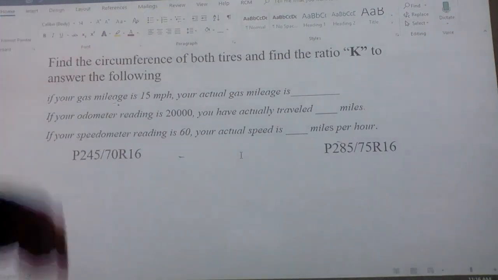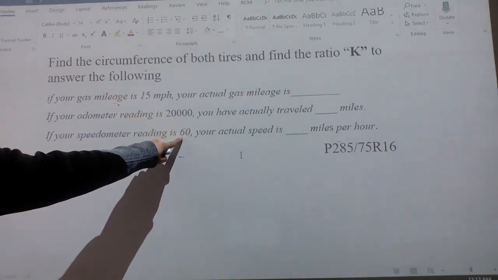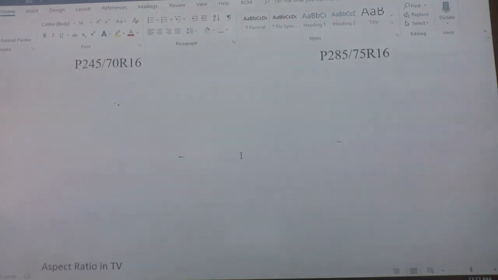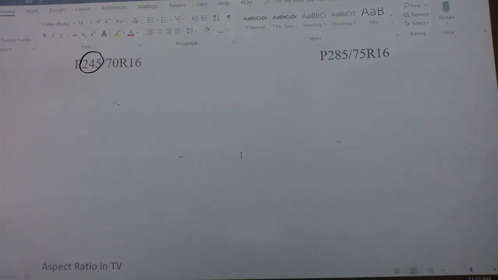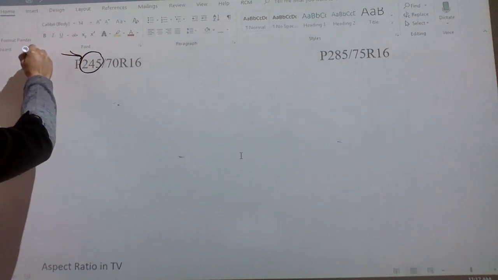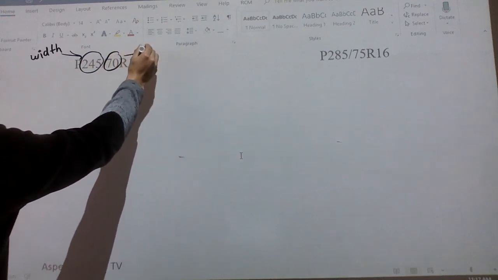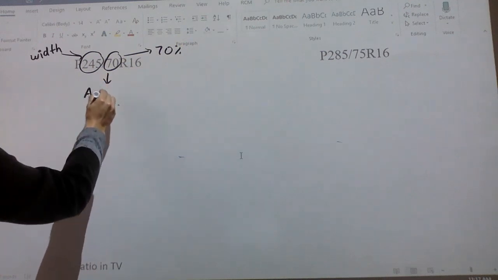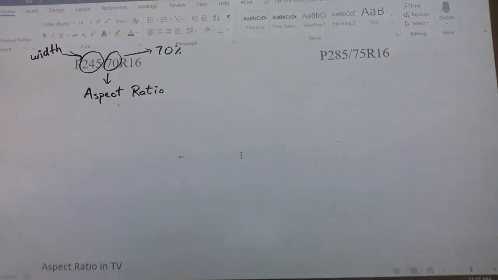So like I said, my end result is to find the value of K. I'm going to use that K and multiply times this, multiply times this, and multiply times this. So let me get some space so I can do every step. First things first, I got to tell you what those numbers mean. 245 means this equals the width. 70, and I will say this is 70%, it's a percentage. This is called the aspect ratio. Once again, that is the aspect ratio.